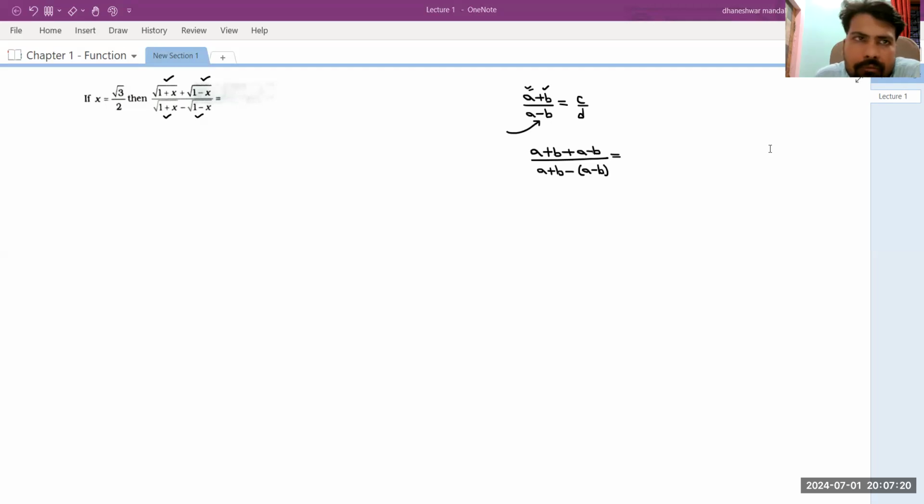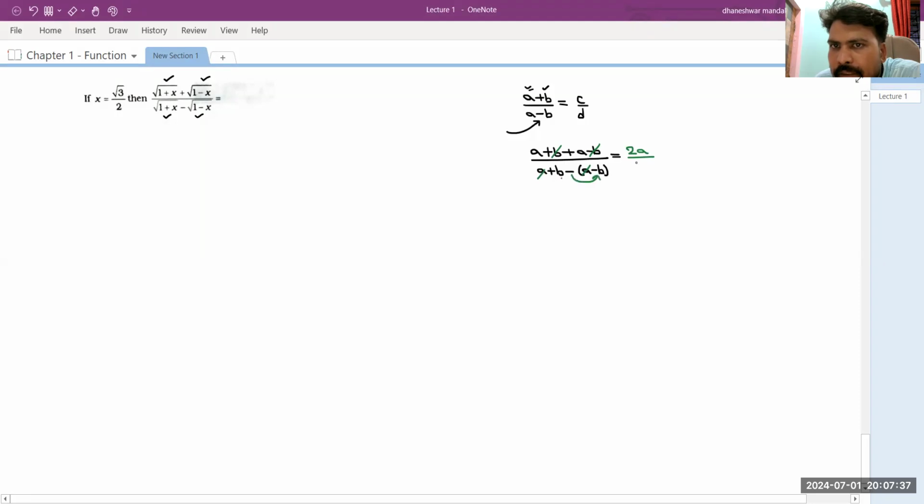Now see, from here I can cancel this b term, and from here I can cancel this a term because a is positive, a is negative. So from here I get 2 times a, and from here b, and if I multiply this minus sign with the minus sign, then again from here I get b. Okay, is this clear?